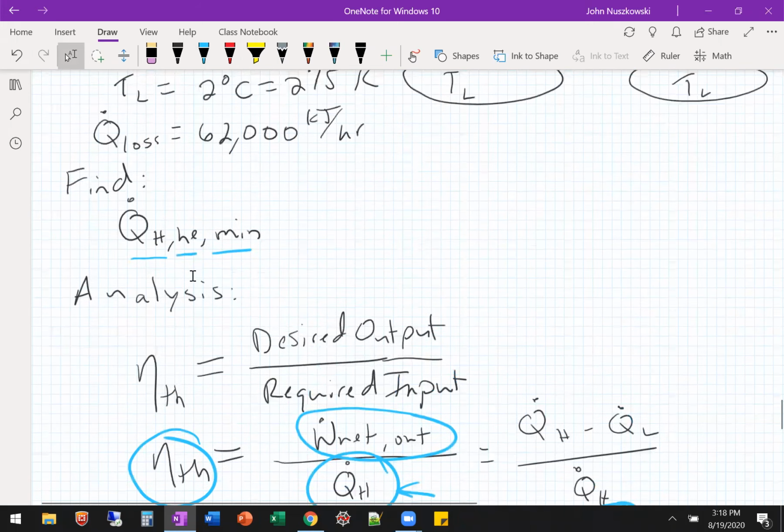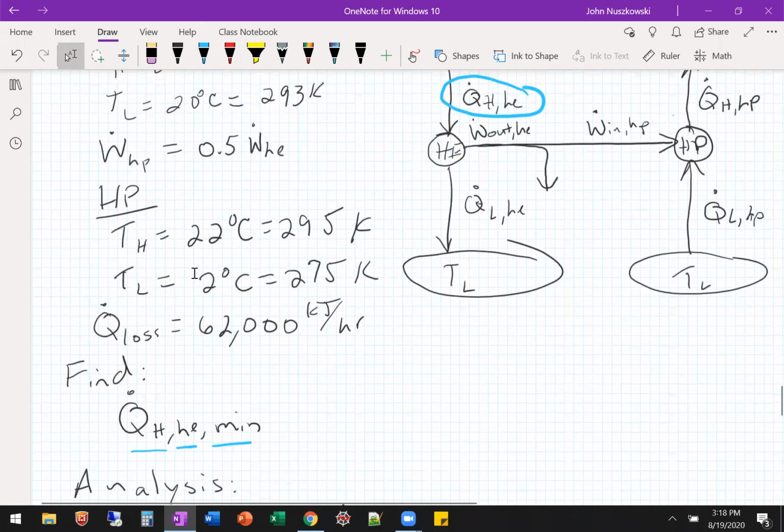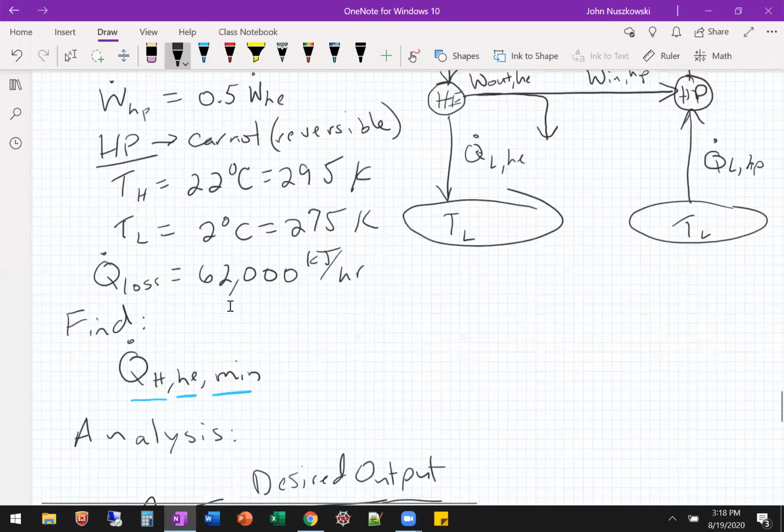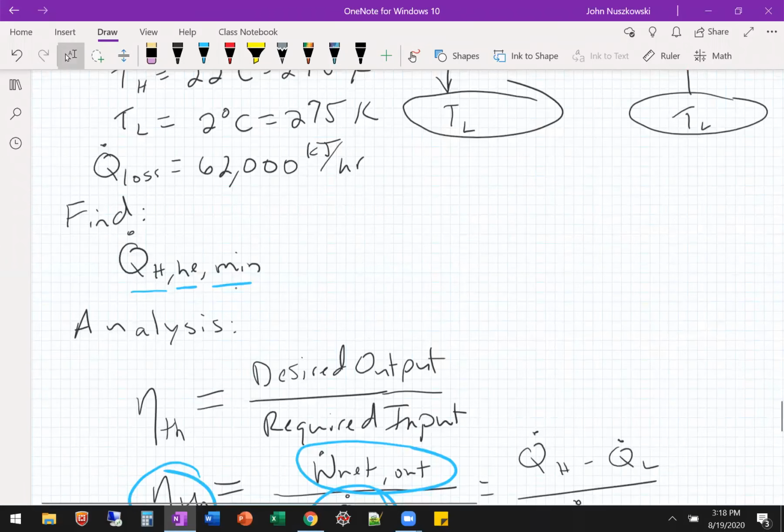It did tell us, and I forgot to write this down, the heat pump is Carnot. Okay, so this is Carnot, which is reversible. Okay, but it didn't tell us what the heat engine was, right? It did tell us something important down here in what it wanted us to find, this minimum, okay? The minimum saying that's the bounds, the best you can do, right?